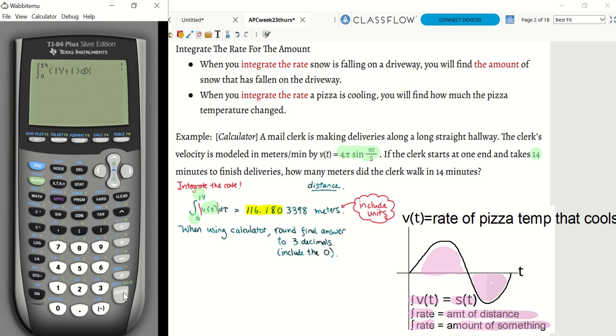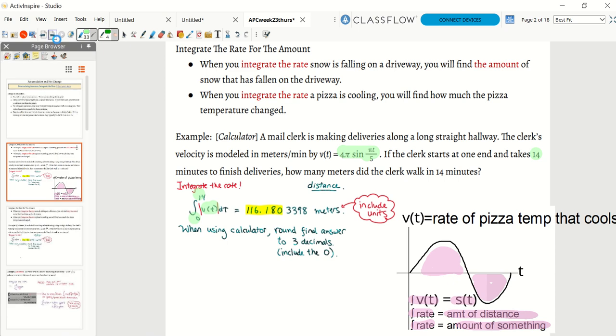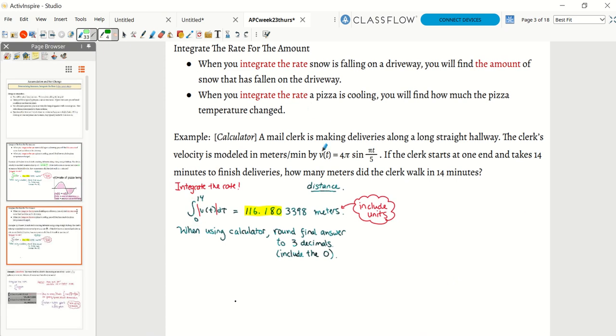And we should get 116.18 over here. Okay, it's just waiting. Calculator's loading. Okay, let's see. I don't know why it's taking so long, but there you go. So 116.18. Okay, so let's go to the next slide over here.